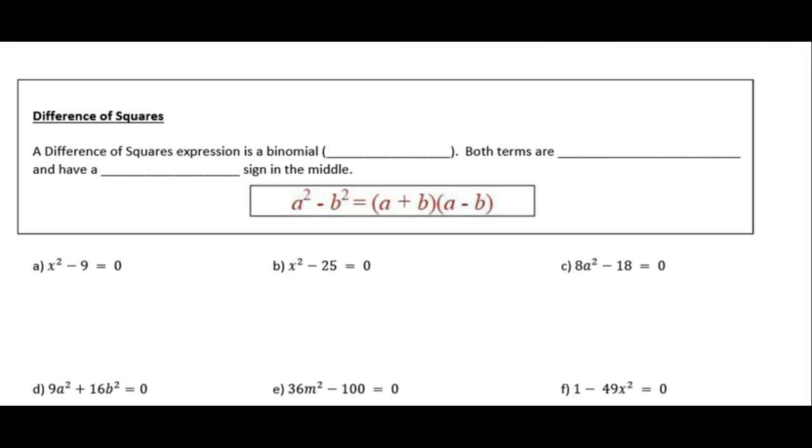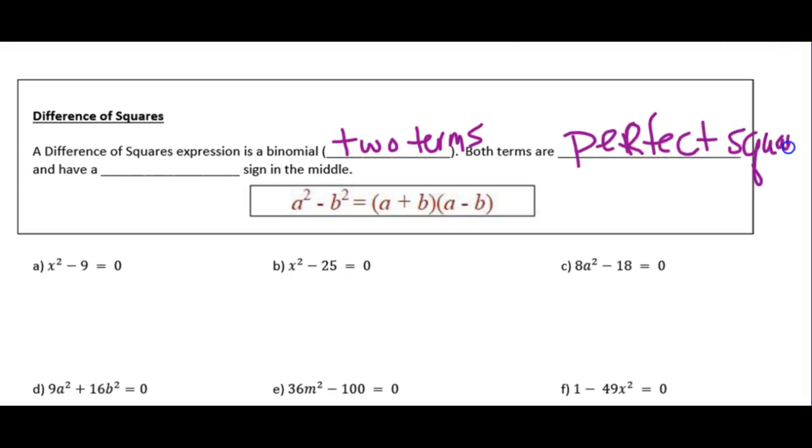You have to recognize the difference of squares. The expression is a binomial. Remember, that means it has two terms. And both terms are perfect squares. With a minus sign in the middle. That's why it's called a difference of squares. Remember, I told you mathematicians aren't real creative. They call it what it is. If I have two perfect squares and there's a minus in the middle, it's a difference of squares.